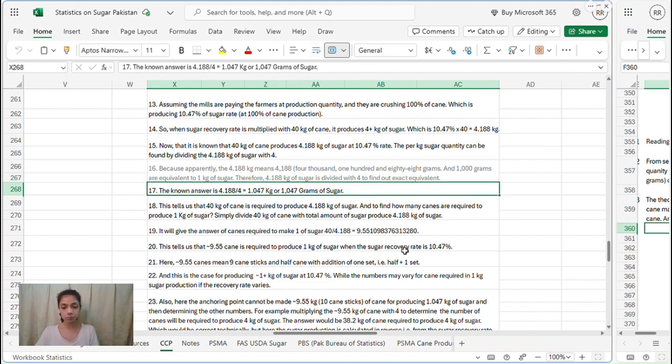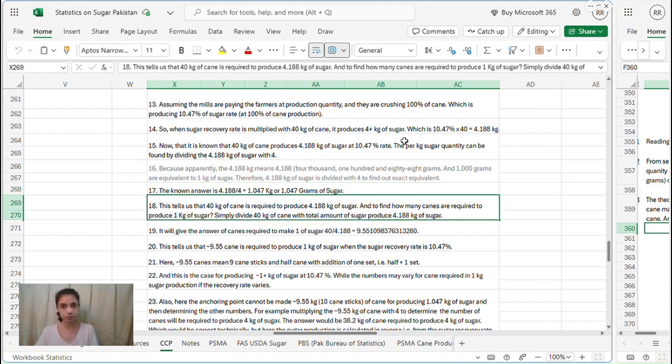And the known number is 4.188 divided by 4, which equals 1 kg of sugar, or 1000 kgs and 47 grams of sugar. So that was simple, just as we have explained. This tells us that 40 kg of cane is required to produce 4.188 kg of sugar. And to find how many canes are required to produce 1 kg of sugar, simply divide 40 kg of cane by the total amount of sugar produced, 4.188 kg.